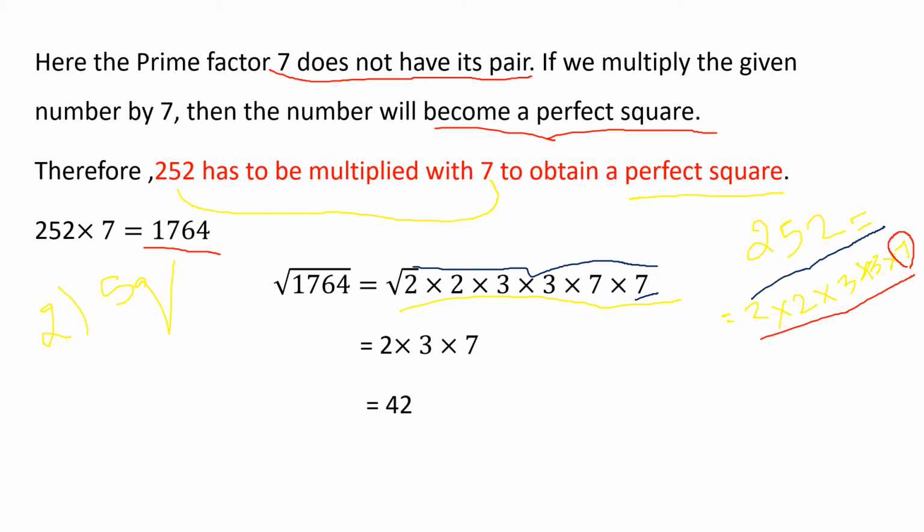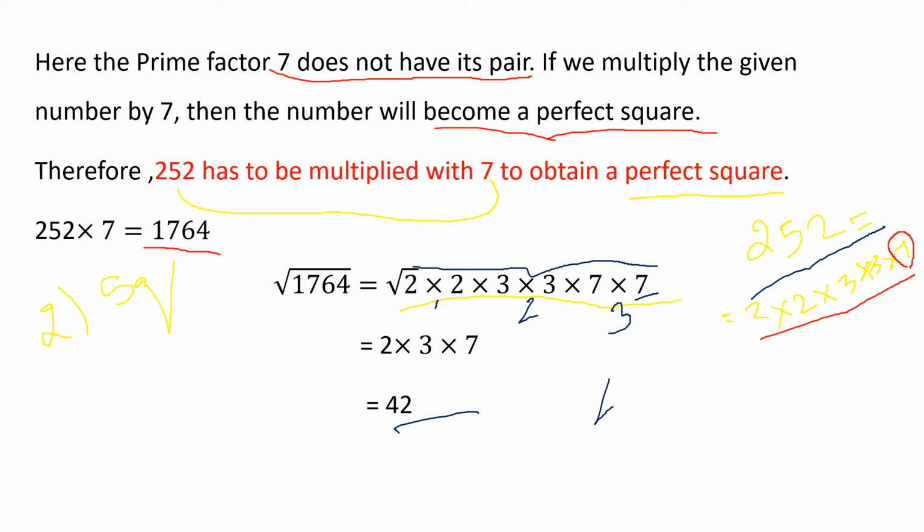Now take out the common terms. 2 into 2, this is one pair. This is second pair and this is third pair. So from this 2, take one 2 outside. With this 3, take one 3 outside, and with this 7, take one 7 outside. Then 2 into 3 into 7, you are getting the answer 42. 2 3s are 6. Then 6 7s are 42. You are getting the answer 42.